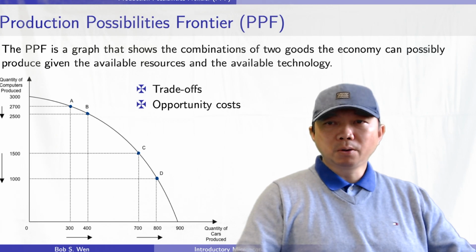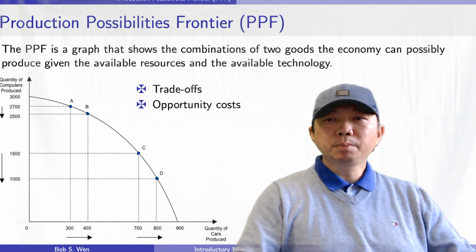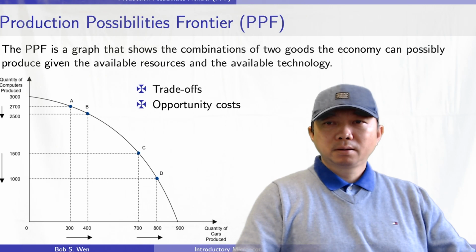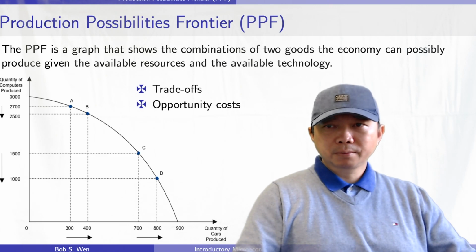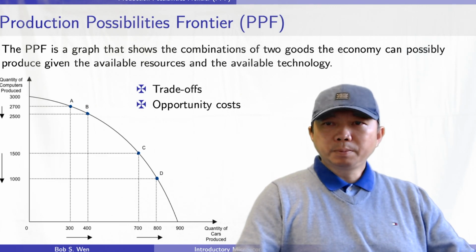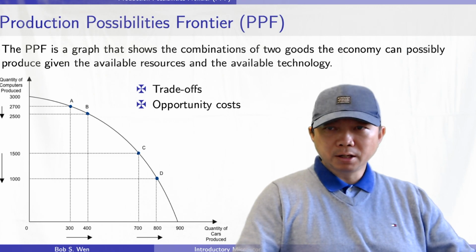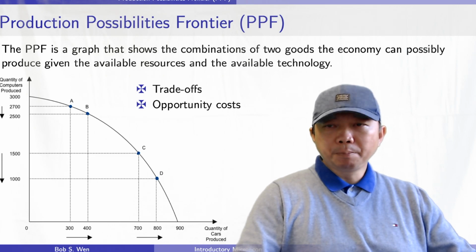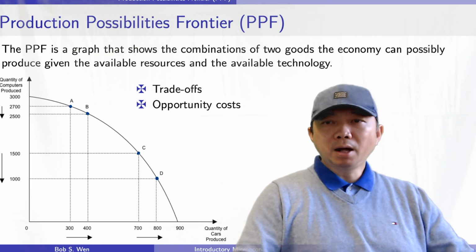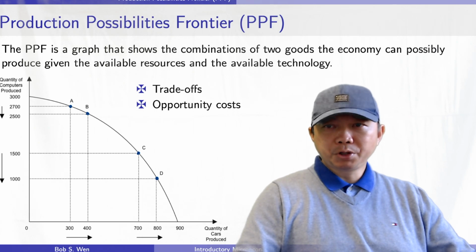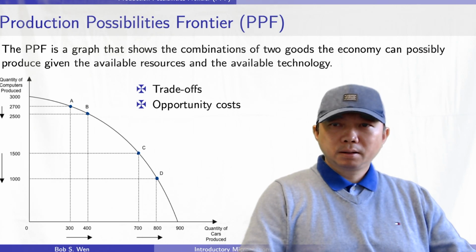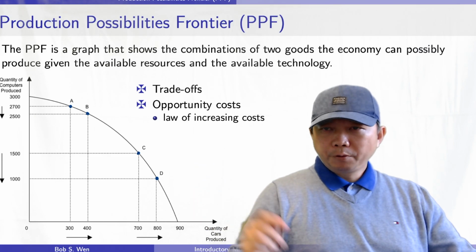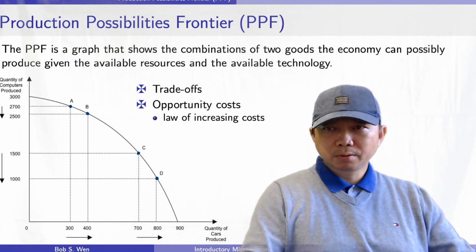We measure the cost of producing cars in terms of computers. As we make more and more cars, the cost of producing one more unit of car increases. The slope of the Production Possibilities Frontier measures the opportunity cost of a car in terms of computers. It becomes larger as more and more cars are produced. It is called the law of increasing opportunity cost.